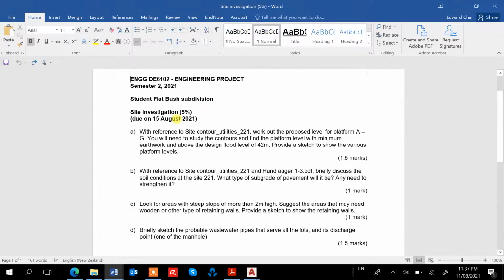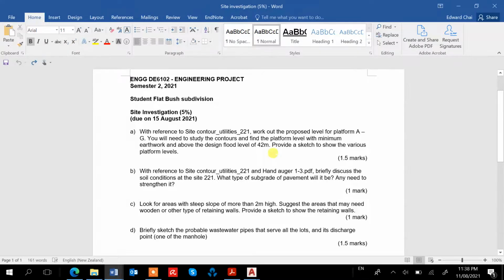Okay, the initial due date was 15th of August 2021. So now I think I have extended it to 17 August. Okay, so next Tuesday is the due date. In this site study, you're going to look at four aspects of this project. This site study or site investigation forms only 5% of the total marks.